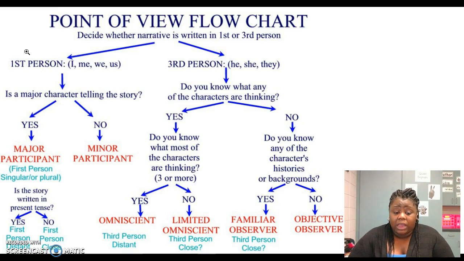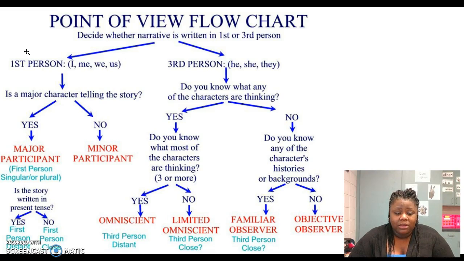So they can't tell what is said and what is done. They cannot see into the mind of the characters. The characters are their own people. They have their own thoughts, and the narrator is not able to telepathically tell what they feel.